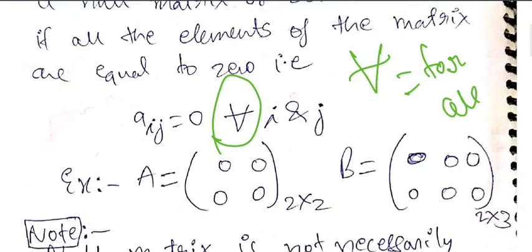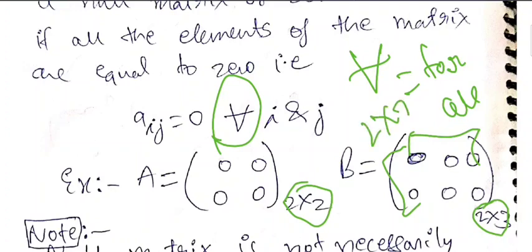You can clearly see that A equal to 0 0 0 0 is a 2 by 2 null matrix, and this is a 2 by 3 null matrix. Why 2 by 3? Because there are 2 rows and 3 columns, so the number of rows will be written first. So 2 rows are there, so 2 cross 3. Now don't ask me why not 3 cross 2. It is a convention that we take the number of rows first and the number of columns later. So instead of 3 by 2, we write 2 by 3.